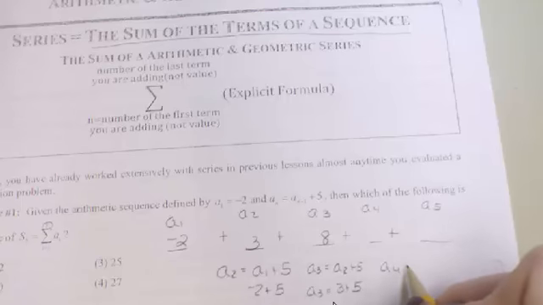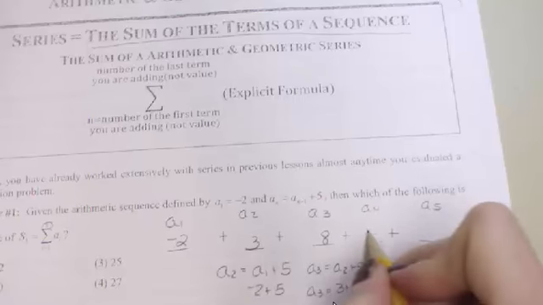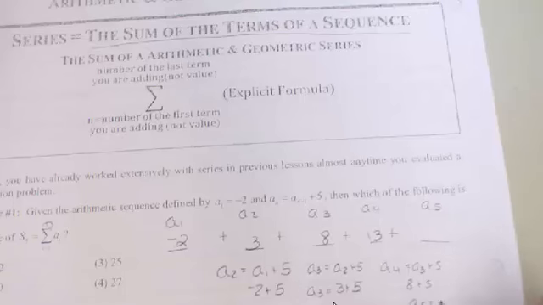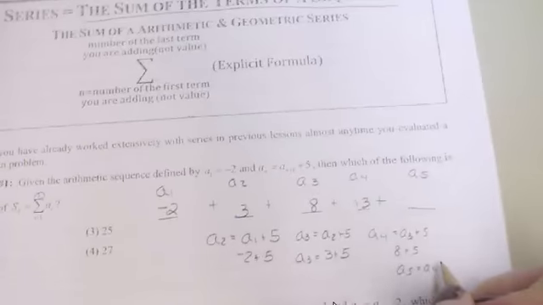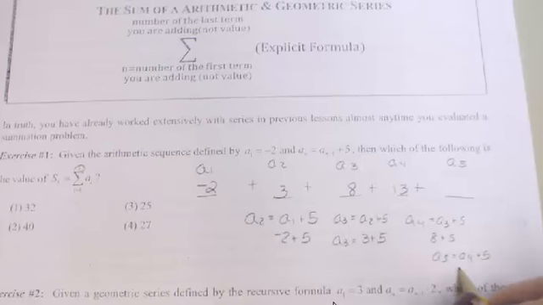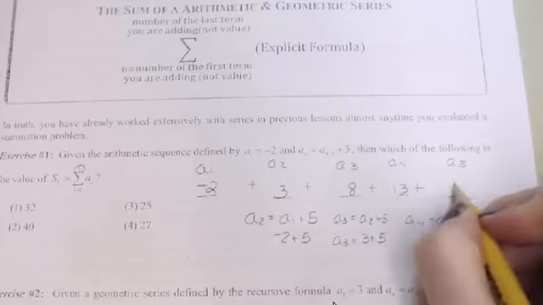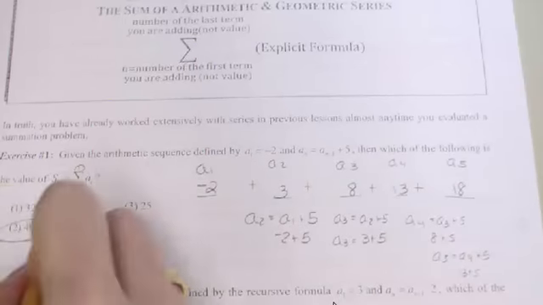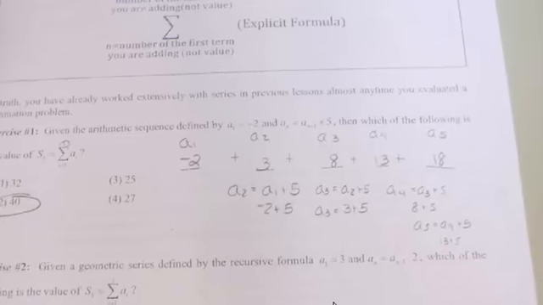A sub 4 is going to equal a sub 3 plus 5. So 8 plus 5 is 13. And then the last one, a sub 5, is a sub 4 plus 5, so that gives me 13 plus 5, 18. Now I add all of those up, and I get a total of 40.